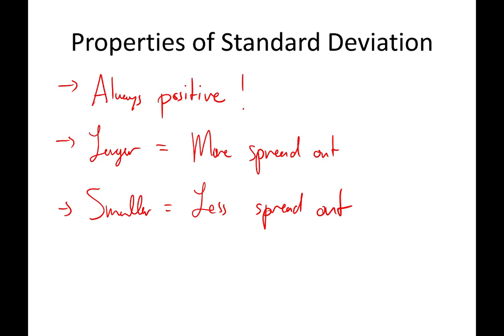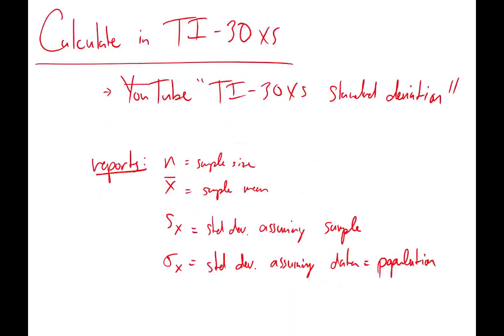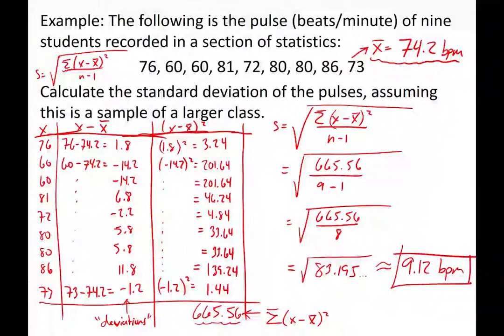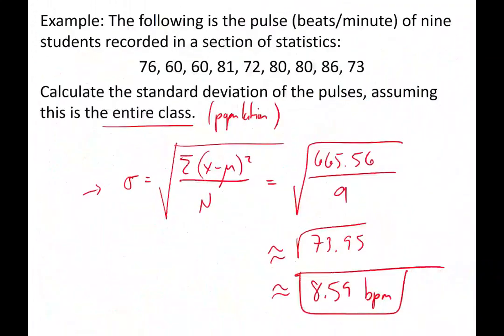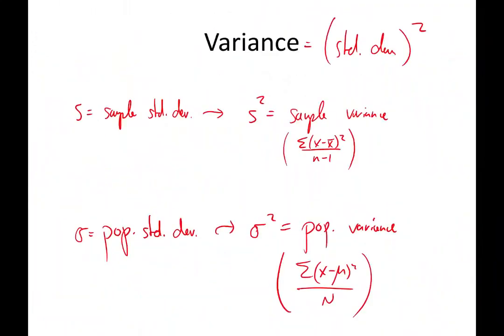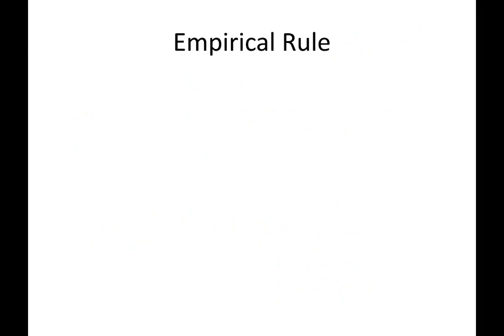In the example we did, we looked at the pulse rates, and it's just a number. By itself, it's not super interesting, but the standard deviation does actually have a lot of applications. One of the applications of the standard deviation is something called the empirical rule. And here's what the empirical rule says.